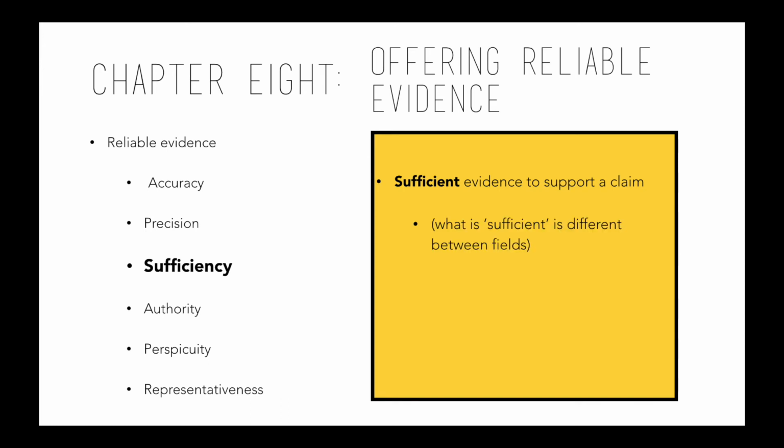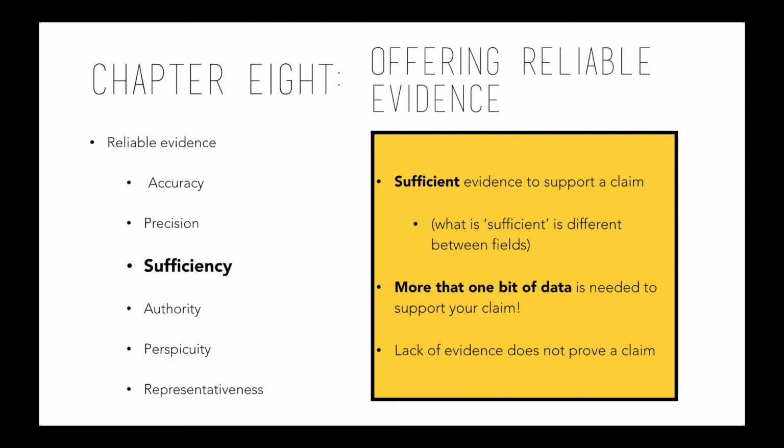Different fields gauge the sufficiency of evidence differently. Beginners typically present insufficient evidence by thinking they have supported a general claim with one bit of data. Remember that almost always, more than one bit of data is needed to support a claim that is substantive and contestable. Another mistake that beginning researchers make is trying to prove their claim by citing the lack of evidence.